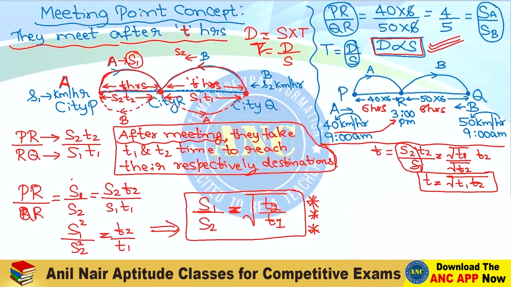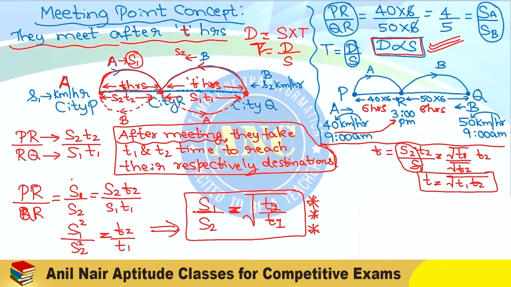So that is what we have calculated right now in the right side bottom of the screen, which I have written in red ink. I hope it is very clear for all the students. Just to summarize it in 1 minute in a nutshell, S1 by S2 ratio is nothing but root of T2 by T1. But remember, T1 and T2 are the time taken by two people A and B respectively after the meeting point. That word after meeting point is the most important thing there. After the meeting point to reach their respective destinations.